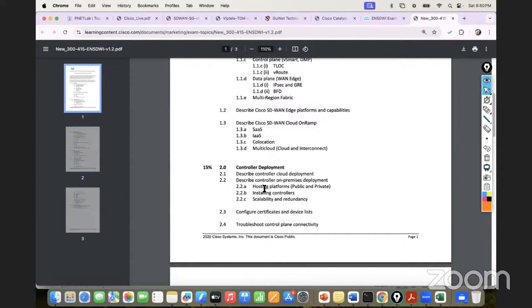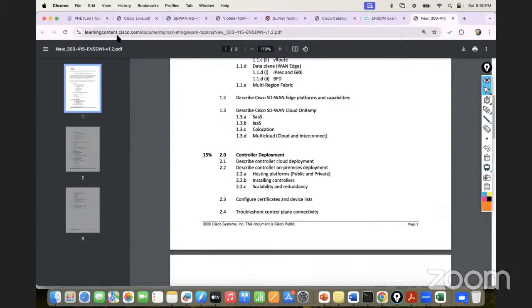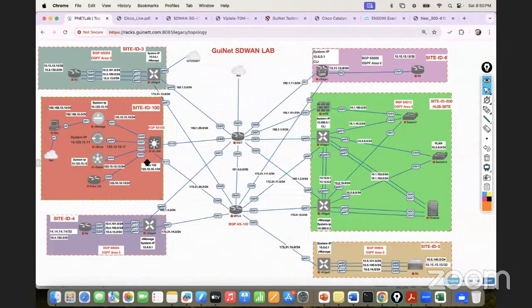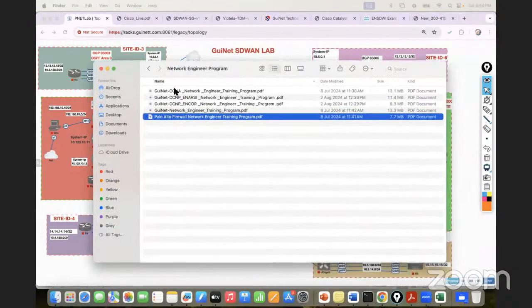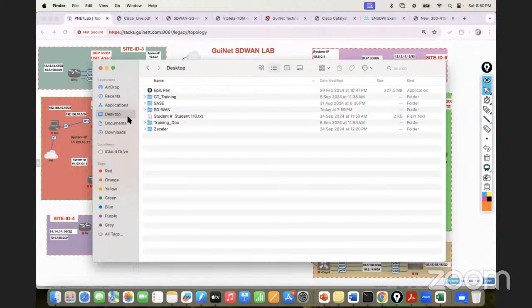And how it is going to be hosted on the platform, installing the controller, scalability, redundancy, configuring certificates and device list, troubleshooting. So the entire controller is going to be deployed. How is the certification going to happen? We have the step-by-step lab guides. Let me show you. You guys have to follow the lab guides as well.